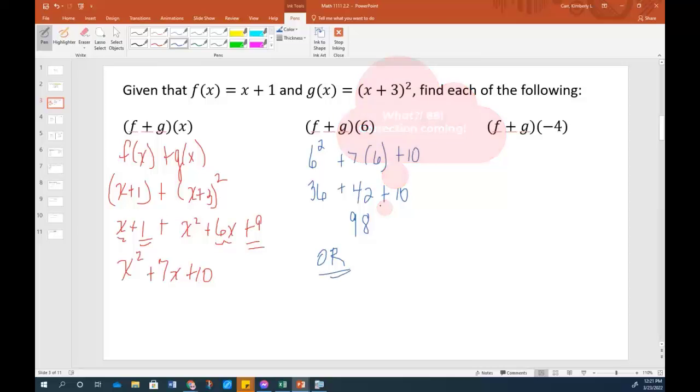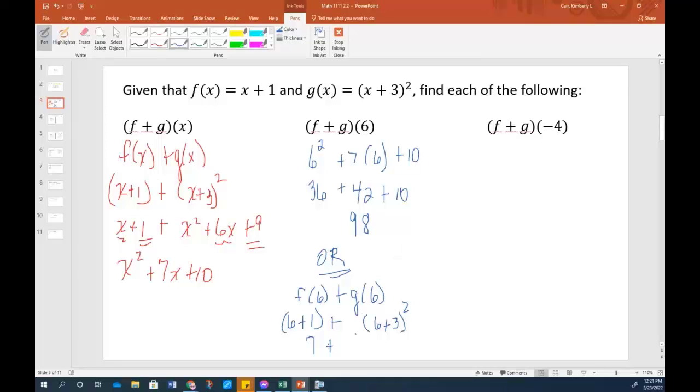Or, just because it's an option, I could have said that is f of 6 plus g of 6, and you would definitely need to do it this way if I hadn't already simplified and found what f plus g of x was. Now f of 6 would be 6 plus 1, and g of 6 would be 6 plus 3 squared. 6 plus 1 is 7. 6 plus 3 is 9. 9 squared is 81.